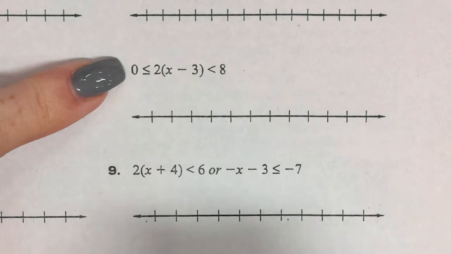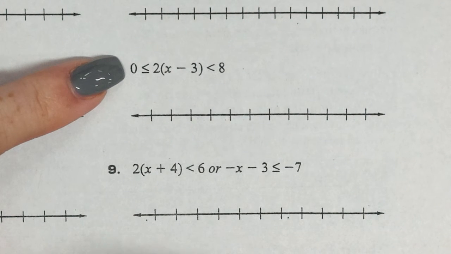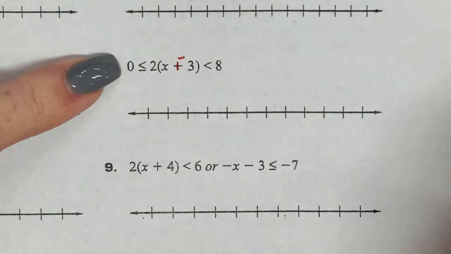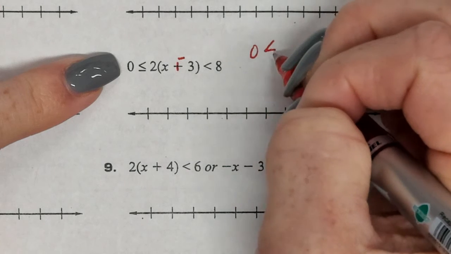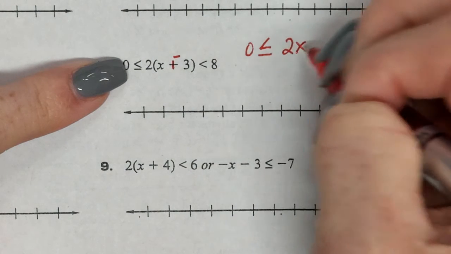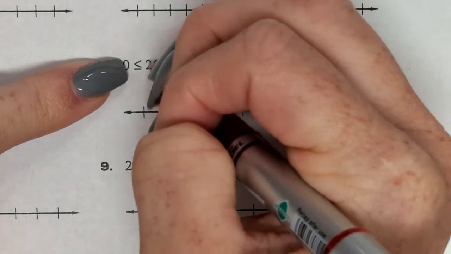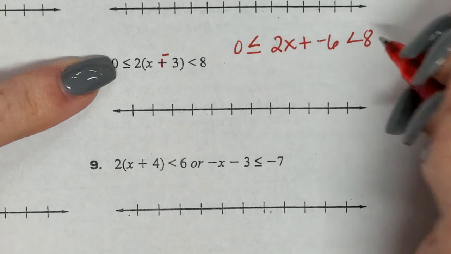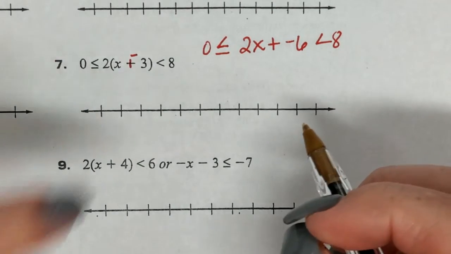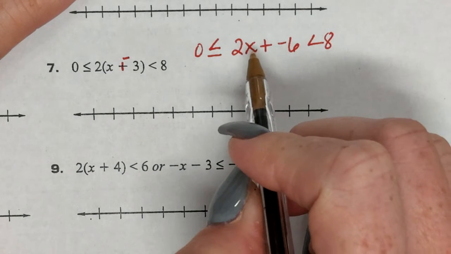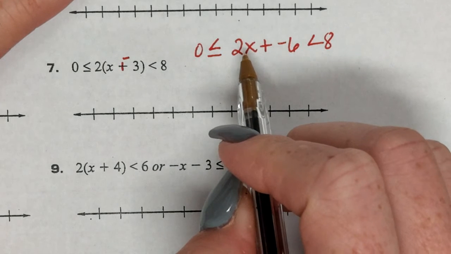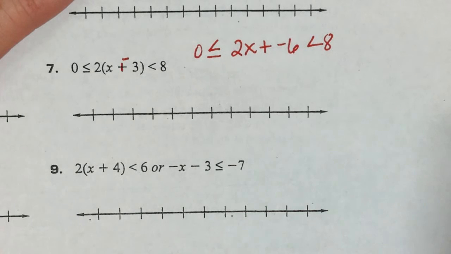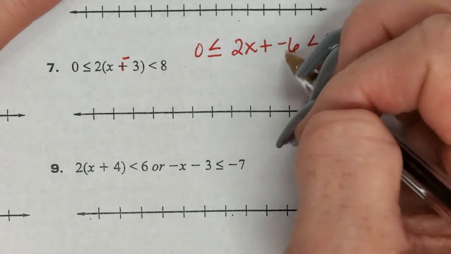I have to do distributive property first, yes? Okay, what do I need to do right here? Change. So I have 0 is less than or equal to 2x plus, what's 2 times -3? -6 is less than 8. In order to solve this, I need to get x by itself in the middle. Yes? So how do I get rid of the 2 and the -6? Which one goes first? All right, so I got a +6.